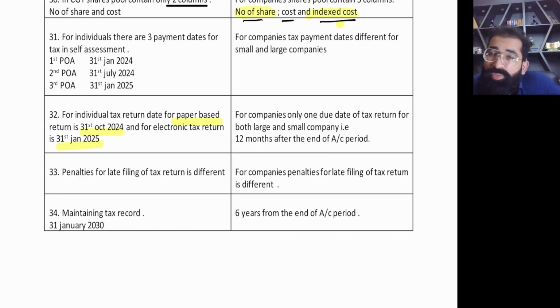But for companies, if you are a small company or large company or medium size, any company you are, tax return filing date is constant. That is just 12 months from the end of the accounting period.